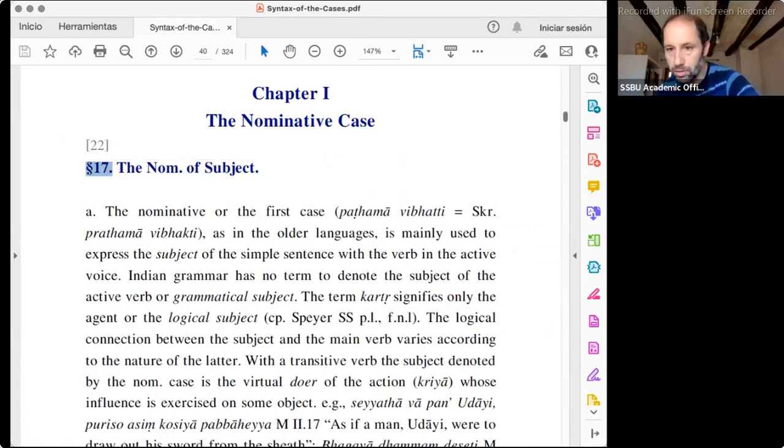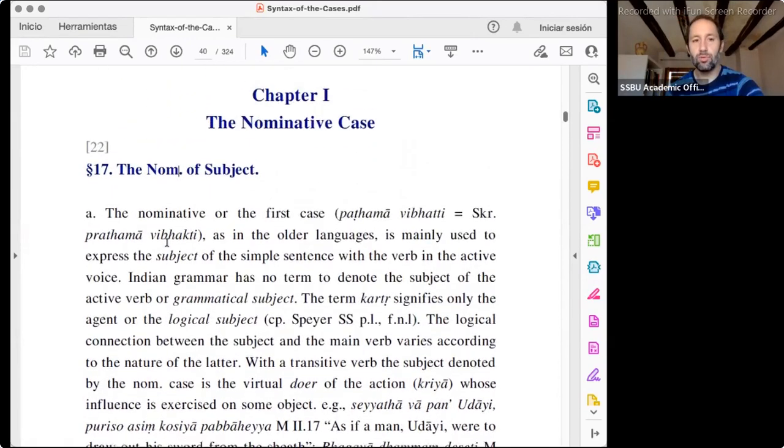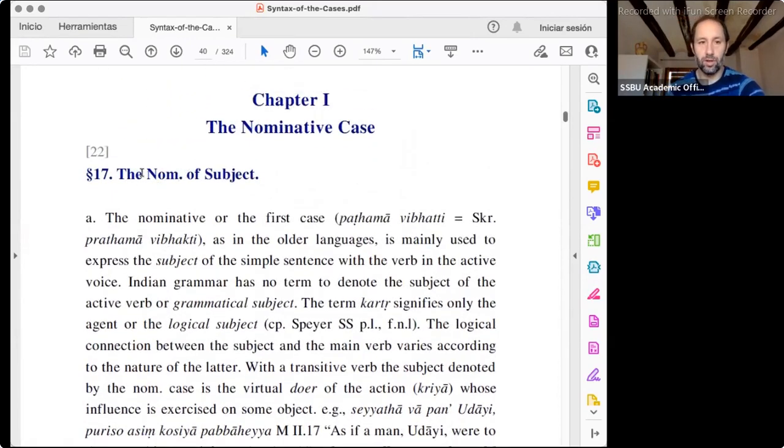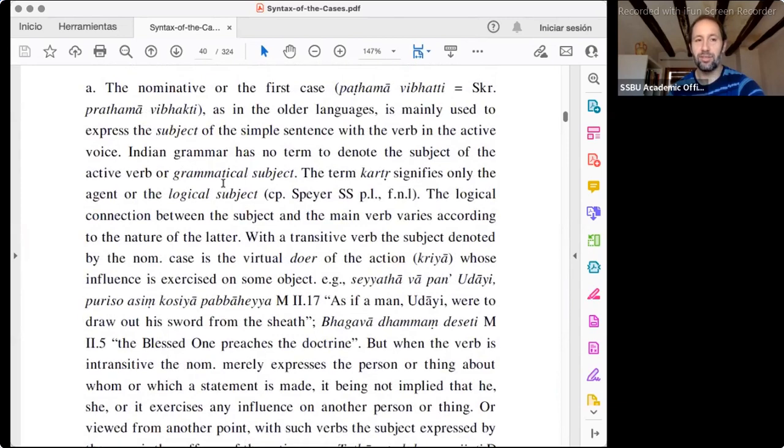So let me see. Okay. So these are the paragraphs, and I'm going to select the most important functions according to the paragraph. So here we start with the nominative of subject, and let's read a little bit just to feel the taste of the book, and then we move to my notes. The nominative, the first case, Pratama Vibhakti in Sanskrit, as in the older languages, is mainly used to express the subject of the simple sentence with the verb in the active voice.